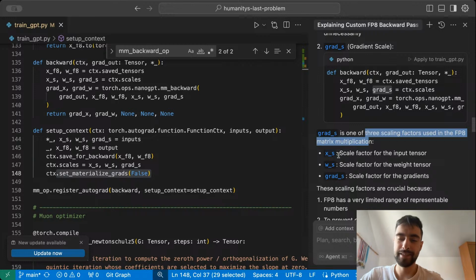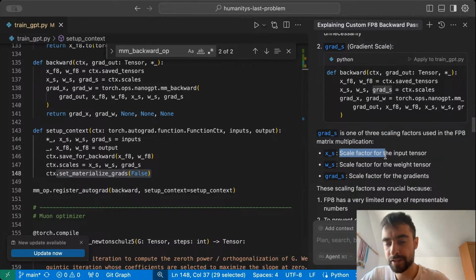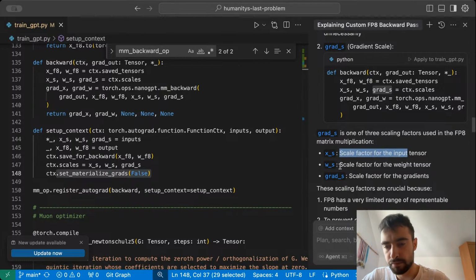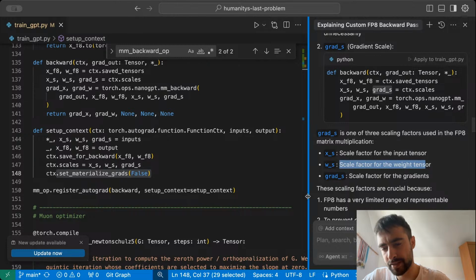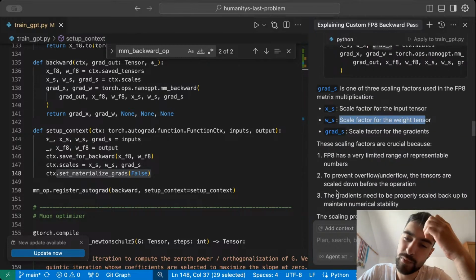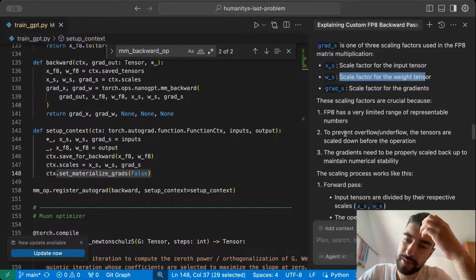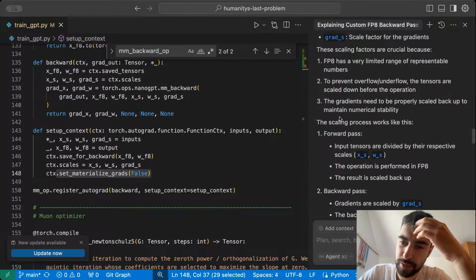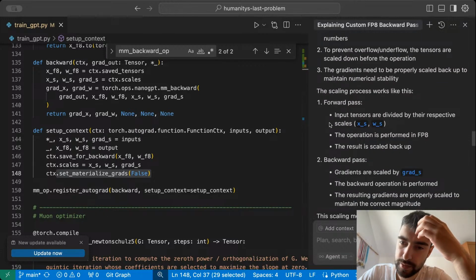So XS is the scales factor for the input tensor, and then WS is the scales factor for the weight tensor, and then grad S is the scales factor for the gradients. That's kind of weird. Okay, we know this. Scale process.